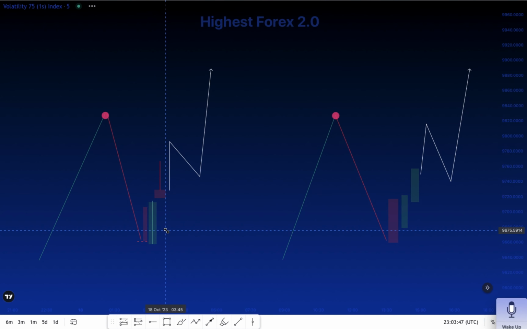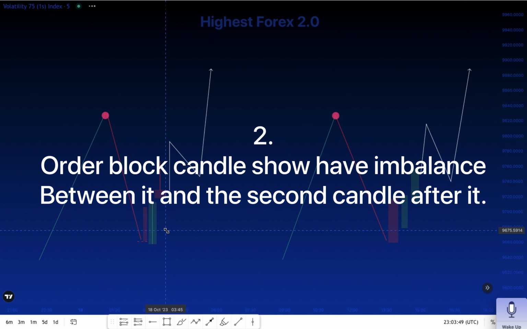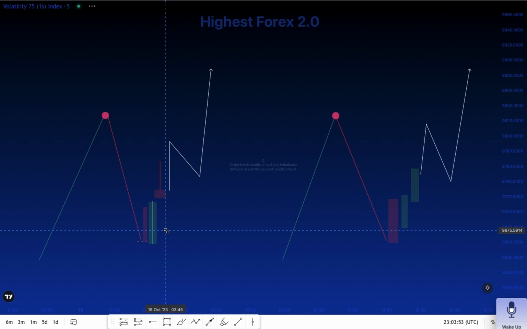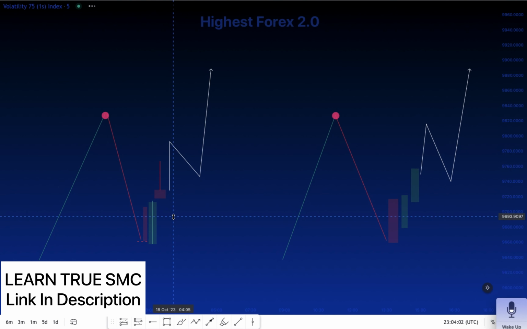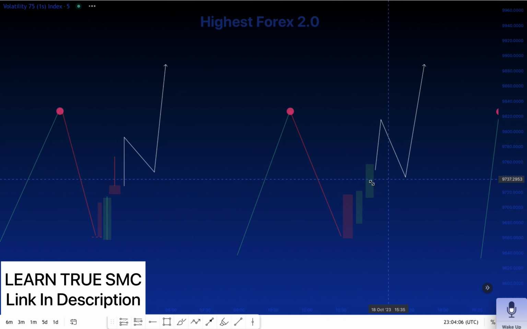All right, now the criteria number 2 for an order block to be valid, it needs to have imbalance. Imbalance in the sense that at least only the candle after it should mitigate it. Only the candle after it should come into it. The second candle after it should not interact with it. Let's use this as the scenario.